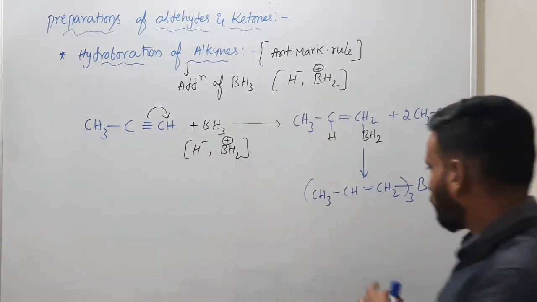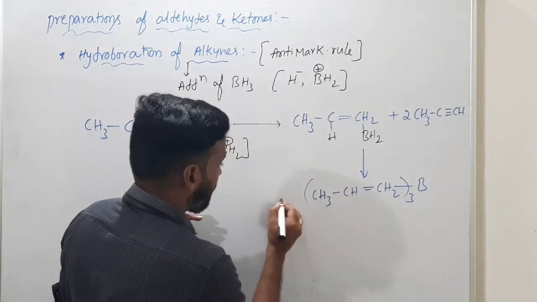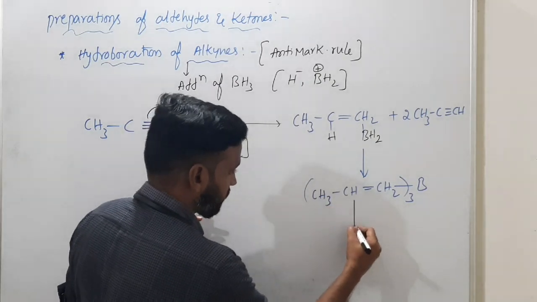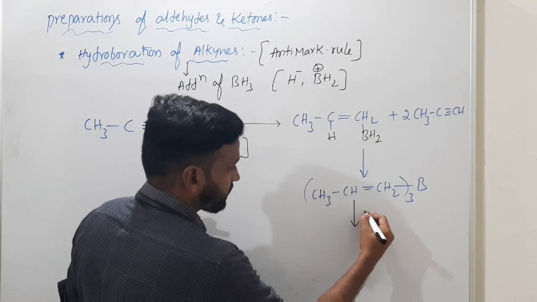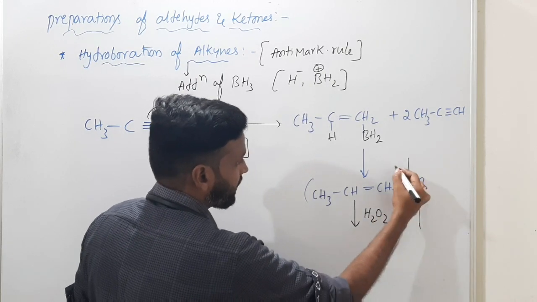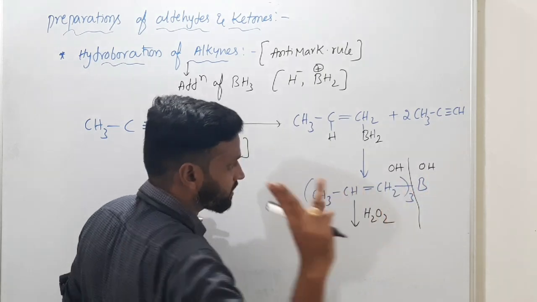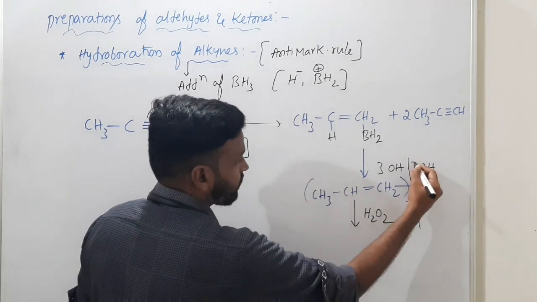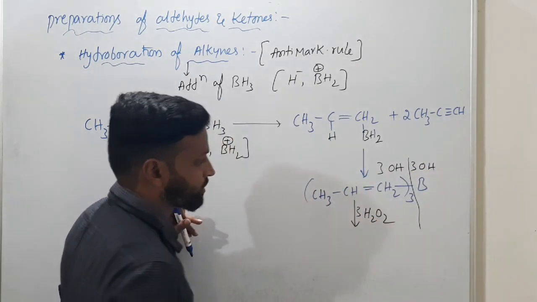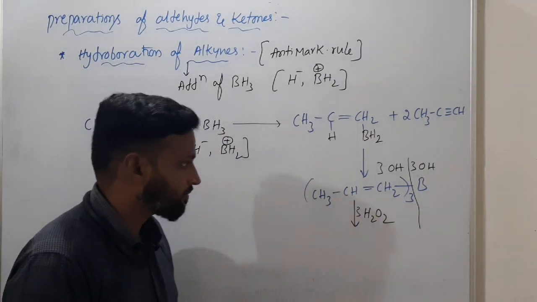Got it everyone? So what will you have now? Very simple. For this, if you add it on the backside, I will write like this. Suppose I am adding H2O2, then, as I told you many times, there will be OH here and OH here, three times. So three times OH, and three moles of H2O2, because you have three moles of these alkenyl groups.